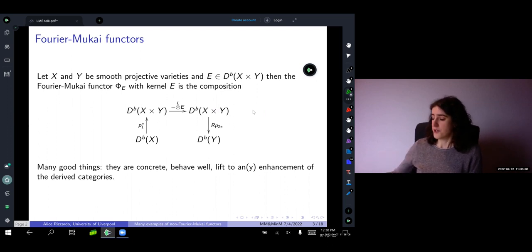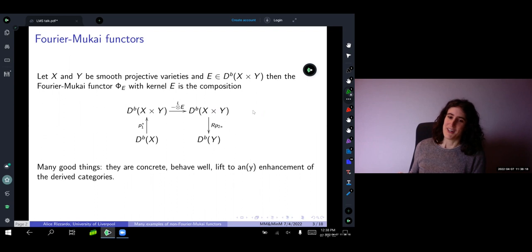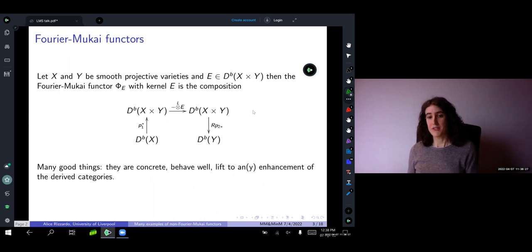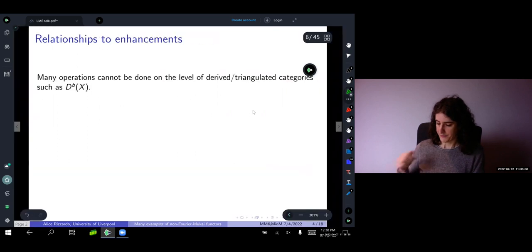Under some conditions, they preserve some notion of stability and so on. There's a lot that one can do with them. And the third thing that I wrote there is that they lift to an enhancement of the derived categories. But I have to explain to you, so this is kind of important for us, what I mean by that. So let's do that.